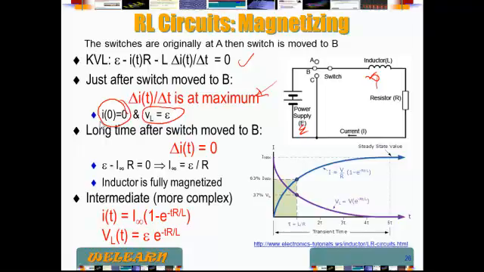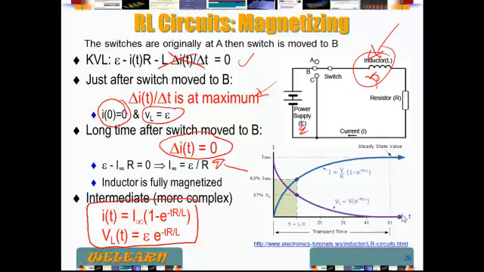A long time after the switch is moved to B, the current is going to stop changing. Delta I is going to become zero. So then the induced EMF by the inductor is going to become zero as well. If the induced voltage across the inductor is zero, there is no voltage anymore across the inductor. The inductor is going to act as a wire, and the current in the circuit is then given by E over R. This term is zero, and we solve for I. The inductor is then fully magnetized. So the expression for I as a function of time and the voltage across the inductor as a function of time are given by this.